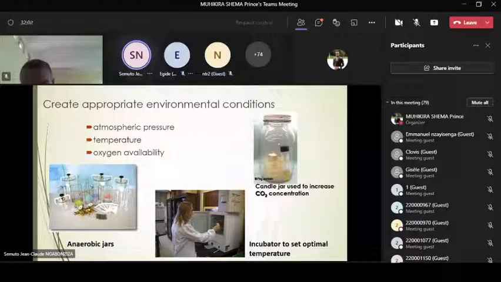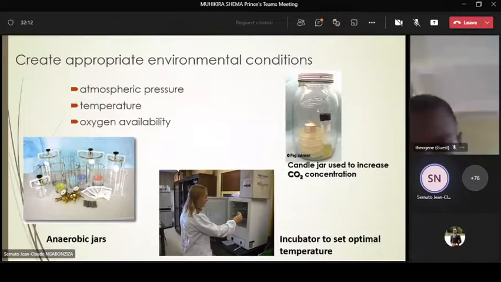Did it work well? Is it okay? By reducing oxygen, yes, it's okay. You are increasing other gases, including CO2. And that is how the candle jar is really important in those conditions. And you will find that it is often used.